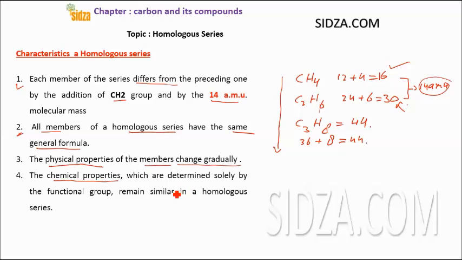Why? Because chemical properties are determined by the functional group, and the functional group is always the same for a particular homologous series. Therefore, the different members of a homologous series differ in physical properties, but the chemical properties will remain the same, right?